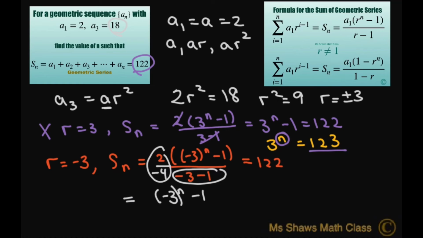Then this is going to be negative 1/2. And if you multiply both sides by 2, you're going to get negative 2. You're going to get negative 244.